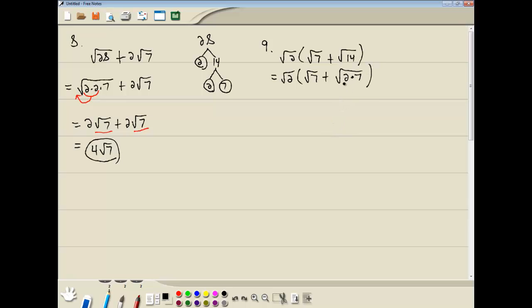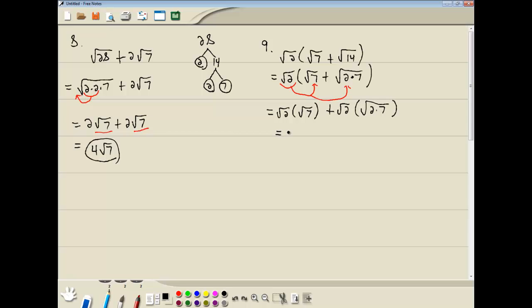Well, it doesn't help us any. I can't bring anything out. So let's go ahead and perform the operation then. Something in front of parentheses like this, where you have a single radical, single number, single variable, that's the distributive property. So we're going to take this square root of 2 and multiply it times the square root of 7 and times the square root of 2 times 7. So square root of 2 times square root of 7 and square root of 2 times square root of 2 times 7.